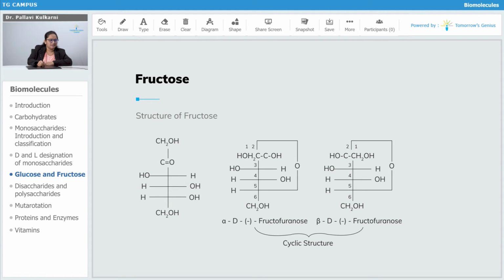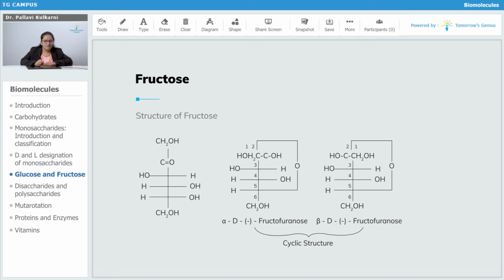You can see here, this is the ketone functional group present in fructose, which is totally different from glucose. Similarly, you can also see the penultimate carbon atom of this structure, which is on the right hand side of the structure. That means this is nothing but D-fructose, right? Come to the cyclic structure.